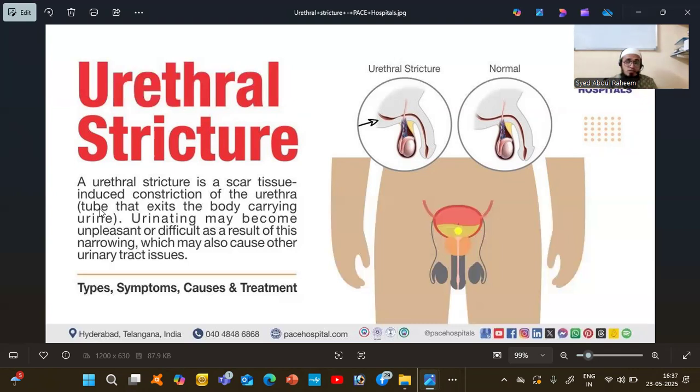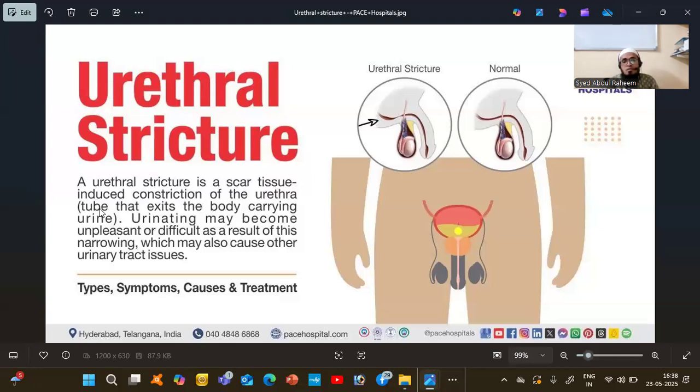Difficulty in urination. The patient needs pressure to excrete the urine. Then what will happen? A large amount of urine cannot be excreted, and the patient has numerous infections. The patient has difficulty in urination. A small amount of urine he will pass, and the rest of the urine is stored in the urinary bladder.